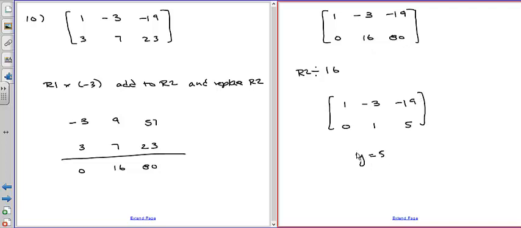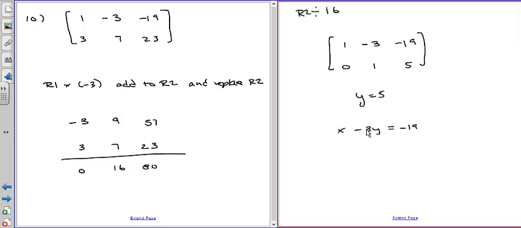So we get y equals 5, and then we can take the coefficients from the first row, x minus 3y is equal to -19. Substitute in the value of y that we got. So I'll have x minus 3 times y, which is 5, equals negative 19. So this is negative 15, so if you add 15 to both sides, you'll get x is equal to negative 4. So our solution is x equals negative 4, y equals 5.